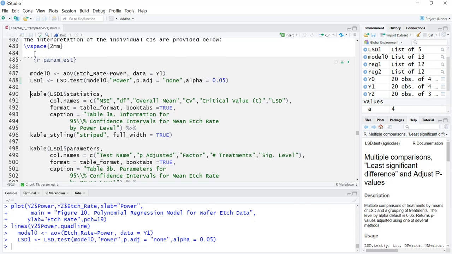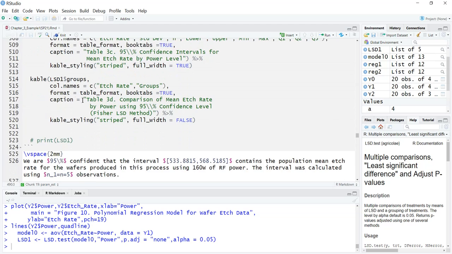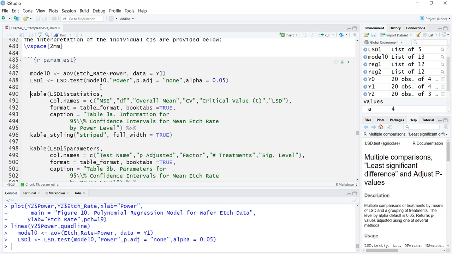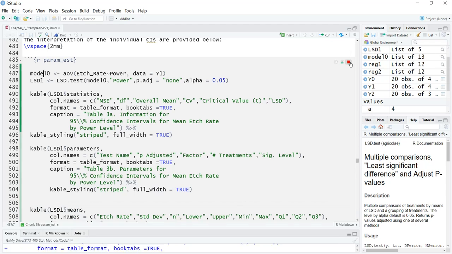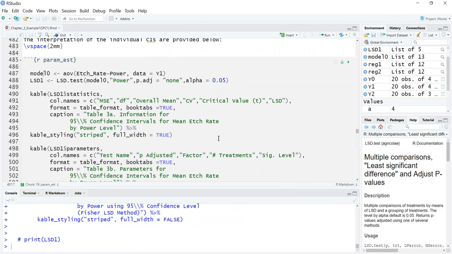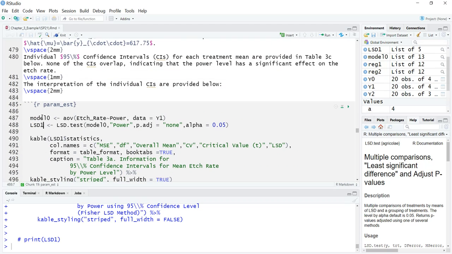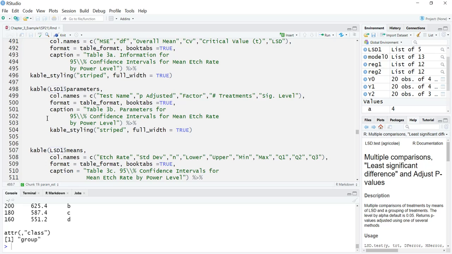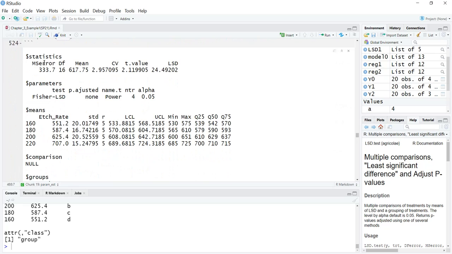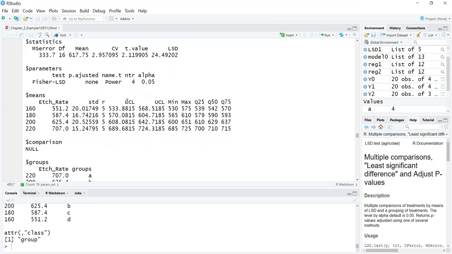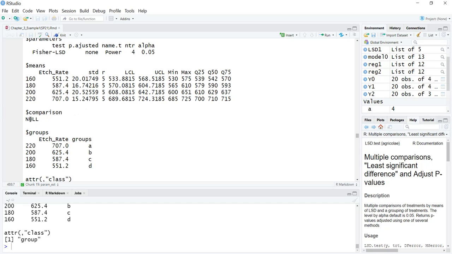Okay, well so let's run this code. So here's the model, and then here's the LSD, and oops, why didn't it print output? Okay, so it output now. Oh, because I didn't tell it to output, that's why. I just ran the code, I didn't tell it to print the object. So it breaks it up into statistics, parameters, the means with their confidence intervals, and some quartile information, and then something about comparisons being null. So I guess because we didn't put anything in there to specify the comparisons.